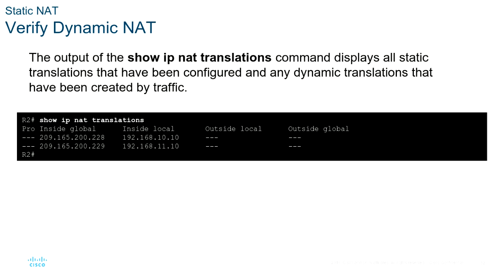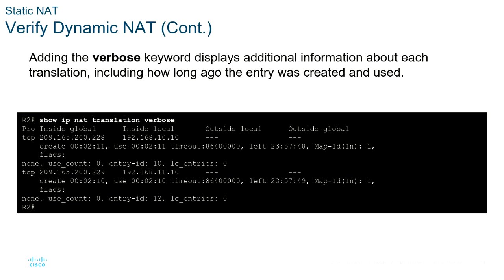Okay, we can show IP NAT translations in this case and see the translations that have taken place for the 10.10.10.10 and 10.10.10.11 workstations. You can see that take place. There's also a verbose option where you can see, for example, when it started and when it was used.